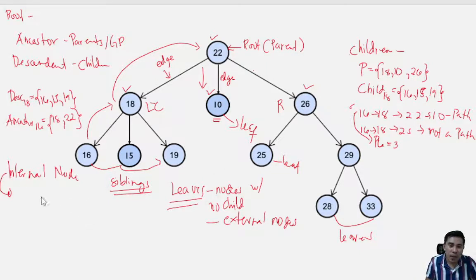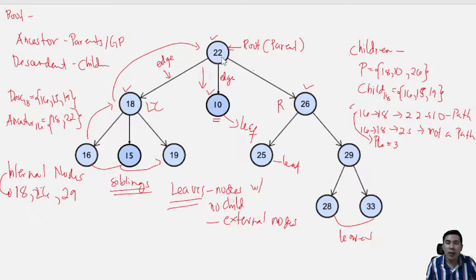So basically, based on this tree, the internal nodes are 18, 26, and 29. They are also called terminal nodes in other books, I guess. So 18, 26, and 29 are internal nodes. So these are parent nodes.